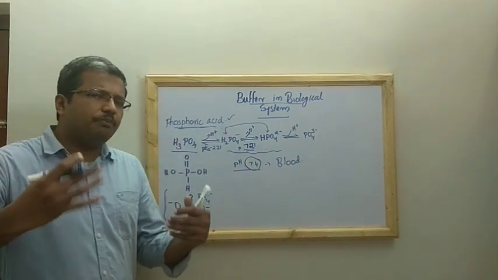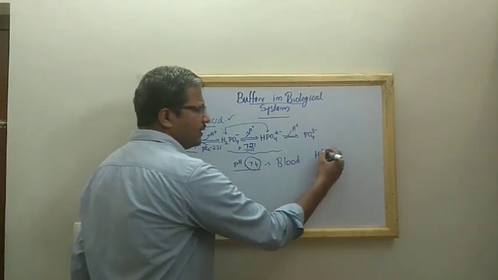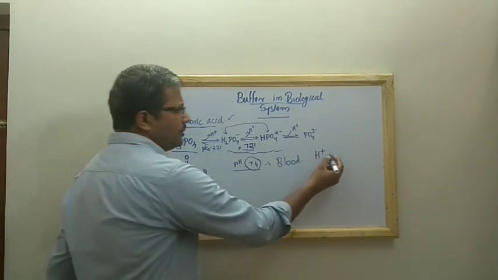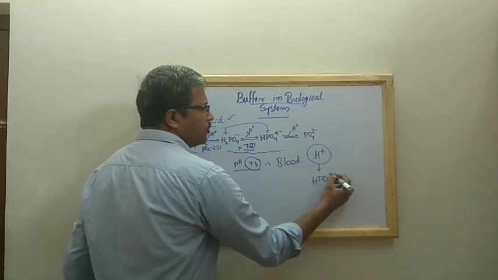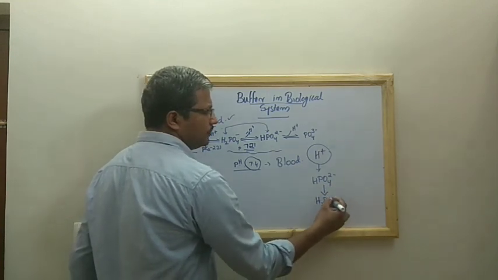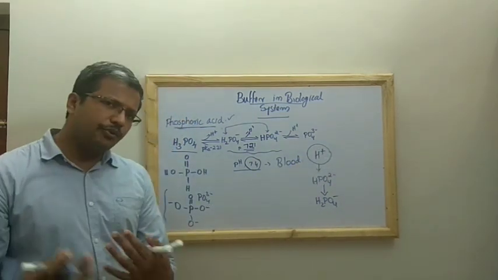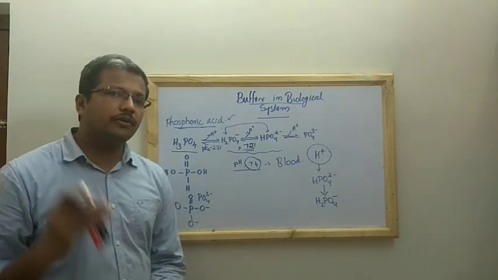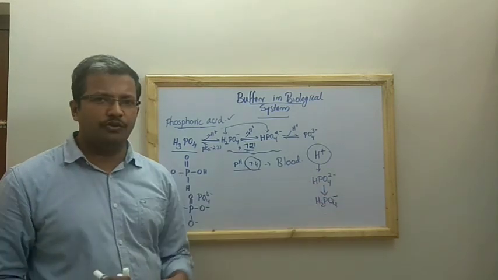If any chemical reactions happen in blood that add H plus ions, increasing the H plus ion concentration, what will happen? These H plus ions will be accepted by HPO4 2 minus, and as a result it will form H2PO4 minus. So the extra H plus ions released by any chemical reactions, which may decrease the pH of the blood, will be consumed by HPO4 2 minus, forming H2PO4 minus.